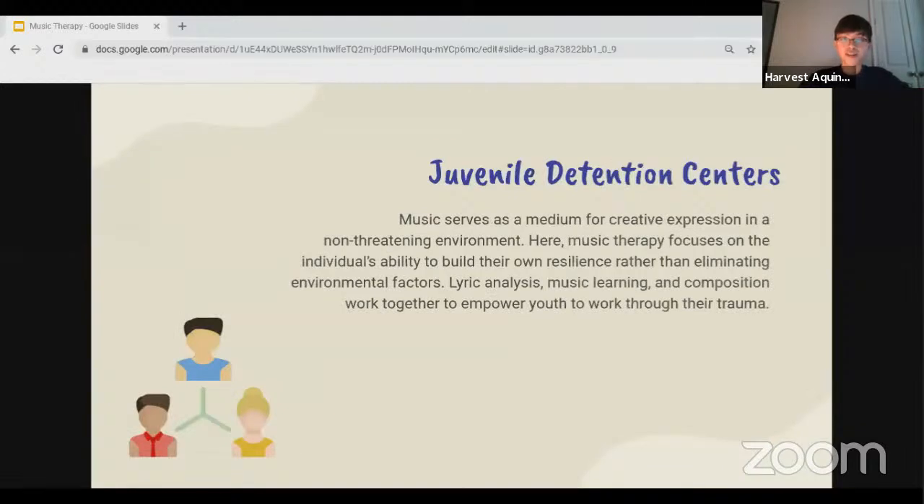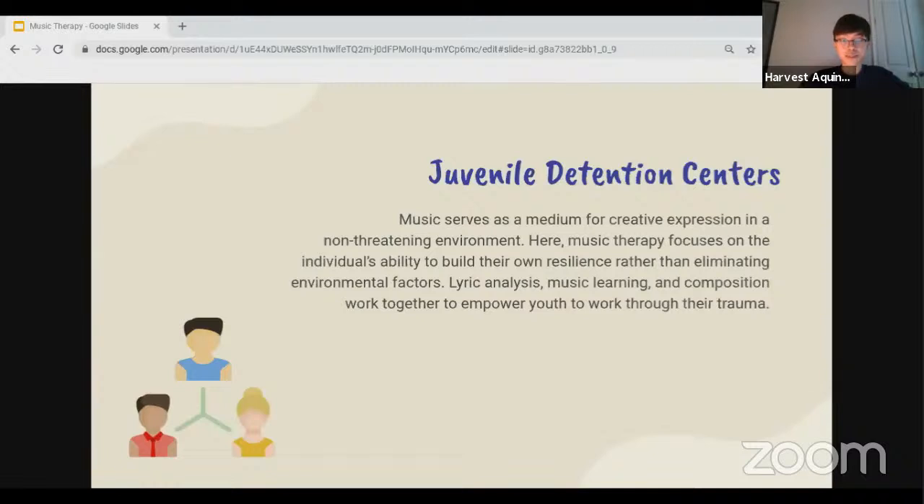Now, shifting away from hospital use, we will look at the use in delinquency-involved juveniles. Art-based rehabilitative therapies like music therapy have actually historically been used all around the world for at-risk youth, as it serves as a medium for creative expression in a non-threatening environment. Here, music therapy takes what is called a positive psychology approach, where the focus is on the individual's abilities to build their own strength to battle their inner conflicts rather than environmental factors creating the issue.